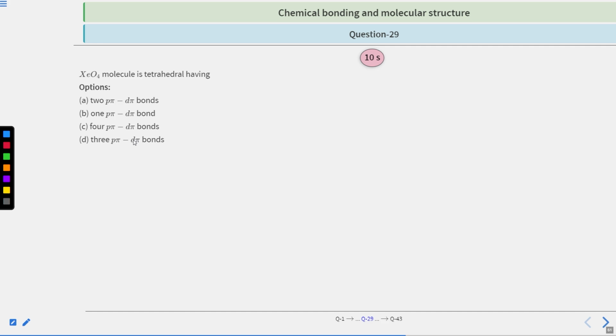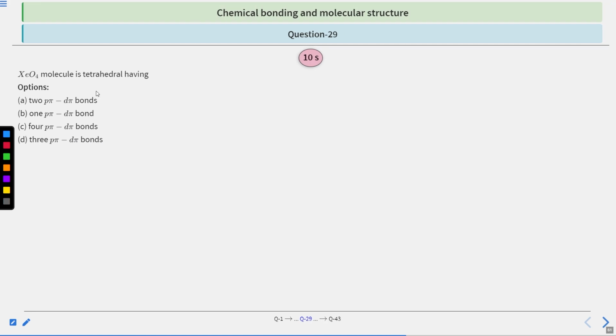Moving on to the next question, that is question number 29. XeO4 molecule is tetrahedral having, options are 2 p pi d pi bonds, 1 p pi d pi bond, 4 p pi d pi bonds, 3 p pi d pi bonds. You have 10 seconds to solve this question. After that, we will see the answer.